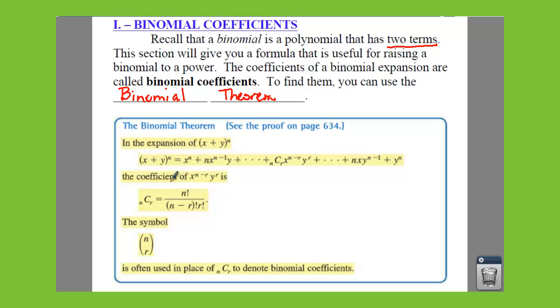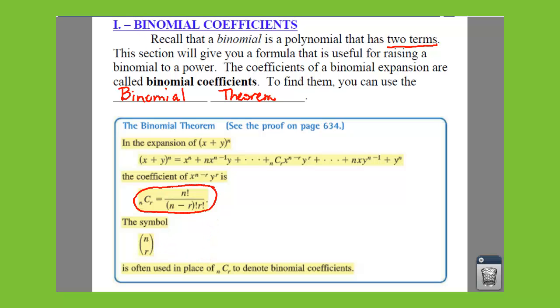Here's how you find your coefficient. In order to find your binomial coefficient, you have to use this formula, and notice we're going to be using some factorials. Notice that the number in front, the subscript in front of your C, is going to go on top. Then you take n minus r factorial times r factorial. Another way you can symbolize this is just saying n over r.